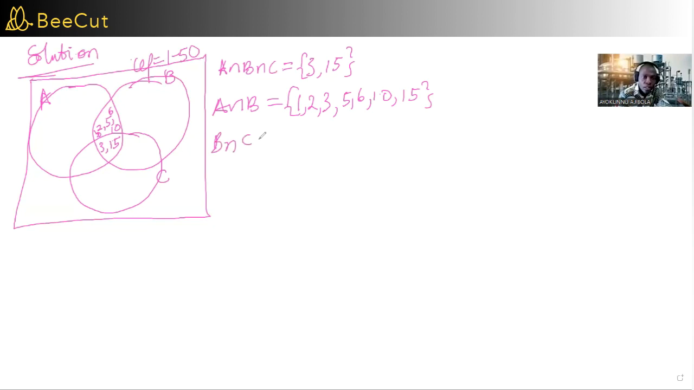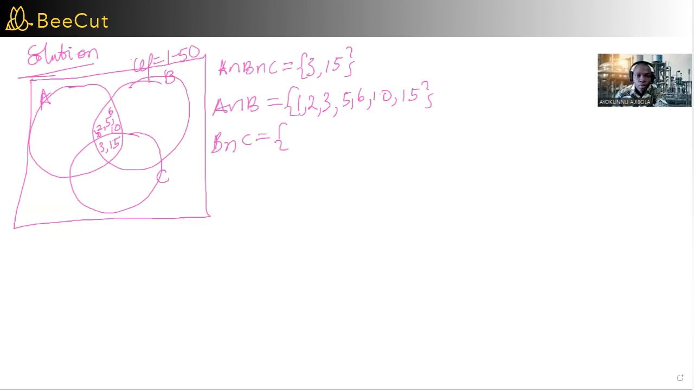See if there's anything common to B and C. Is there anything that is in B and is also in C? Don't forget, C are multiples of 3. So you are going to check all multiples of 3 that are also factors of 30. So I can see 3, I can see 15, then I can see 30, because 30 is also a factor of 30.